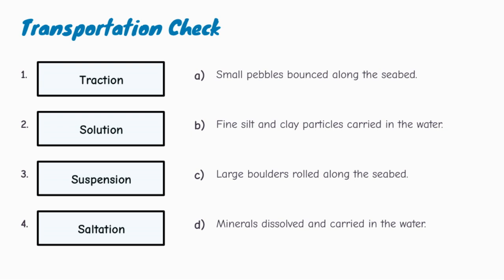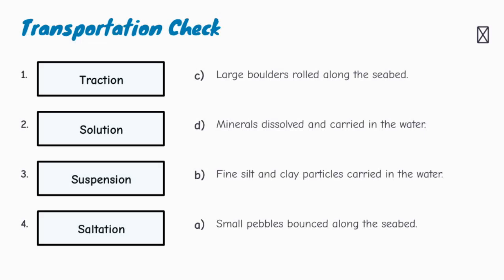Remember, traction is rolling. Saltation is bouncing. Suspension is floating within the water. Solution is dissolved material. Let's go through the answers. Traction matches with C, large boulders rolled along the seabed. Solution matches with D, minerals dissolved and carried in the water. Suspension matches with B, fine silt and clay particles carried in the water. Saltation matches with A, small pebbles bounced along the seabed.